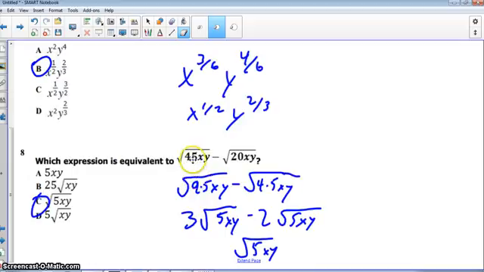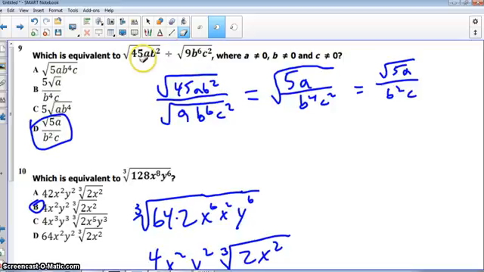Number 8. If you want to subtract these two things, they need to be like terms. So you need to simplify them until they are. 45 is like 9 times 5, and we know the square root of 9, it's 3. 20 is like 4 times 5, and we know the square root of 4, it's 2. So you pull those out, and now all of a sudden you got 3 of something minus 2 of that same thing. That gives you 1 of that thing, 1 square root of 5xy.